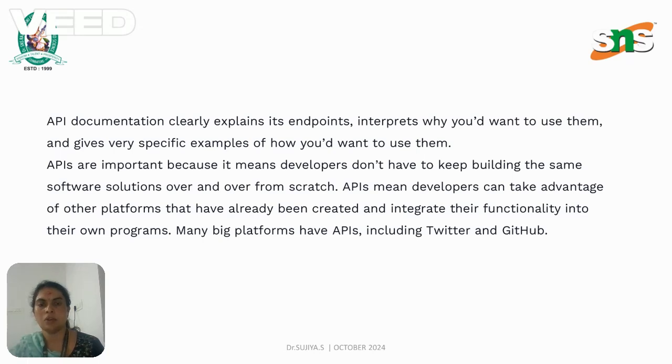It is important because it means developers don't have to keep building the same software solutions over and over from scratch. APIs mean developers can take advantage of other platforms that have already been created and integrate their functionality into their own programs. There are big platforms for APIs, including Twitter and GitHub.